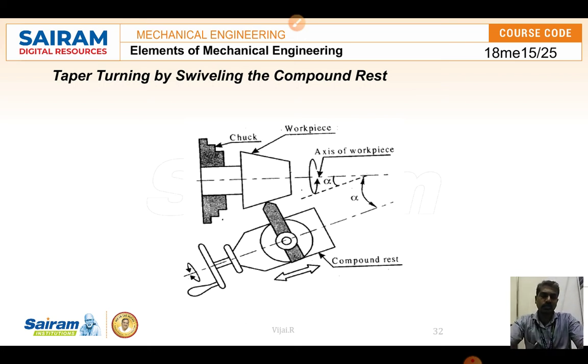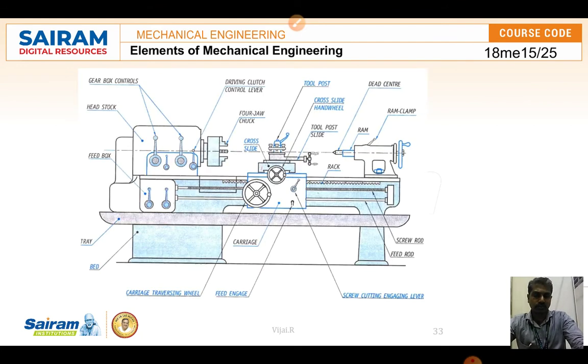By using the calculated angle of the workpiece, we can set the same angle in the compound rest method. The swiveling compound rest method is the one where the compound rest is held over the carriage, and that compound rest can be tilted to the angle needed for producing the component. So we can see this in the lathe machine.